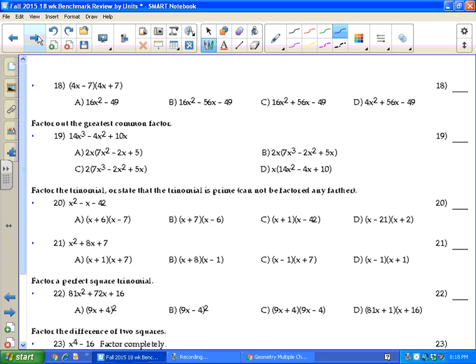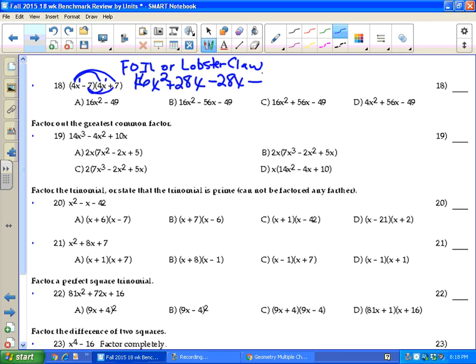Let's keep going. How do I multiply two parentheses? Well, I'm going to have to remember to FOIL it out or lobster claw. If you FOIL it out or lobster claw, you'll end up with 4 terms and you add like terms. 4x times 4x is 16x to the second. You do add the exponents when you start multiplying, so add the 1 and the 1. 4x times 7, that's 28x, my bad. -7 times 4x, -28x. Then -7 times +7 is -49. My middle terms actually add up to be 0, so they cancel out. So all I have left is 16x squared minus 49, choice A.